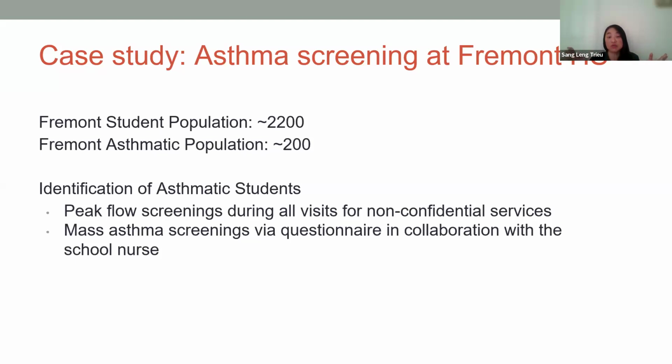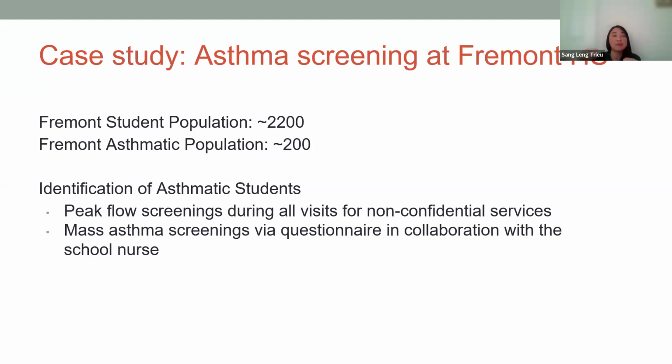So everybody who came and got services got a peak flow screening, and they also did what we call mass screenings through a questionnaire. These are validated tools that you can use. The questionnaire they used had 4 items, and they did this with the collaboration of the school nurse. And you can do this during welcome back to school night, parent night, or what have you.